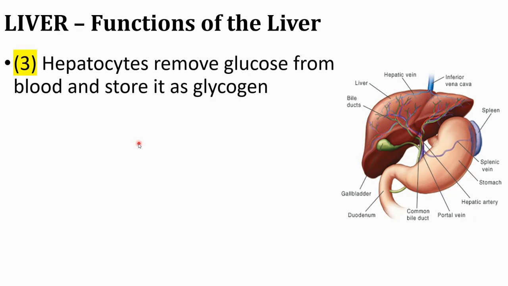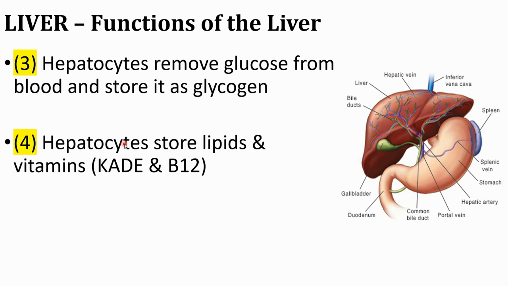Another function: the hepatocytes remove glucose from the blood and store it as glycogen. Now, we talked about this previously back in AP1. Yes, the liver and skeletal muscle cells, if you remember, store glucose in the form of glycogen. So the liver is doing that also. Remember, this is finite energy storage, which means the liver can only store so much glycogen. After that, when its glycogen storage facilities get full, it can't store any more glycogen.